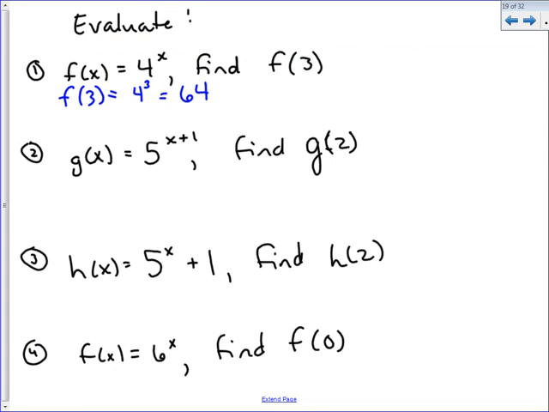125, absolutely. So replace your x with 2. Now notice that the little plus 1 is in the exponent. So we've got to add the 2 and the 1 in the exponent first. So we get 5 to the 3rd power, which Josephine told us, 125.